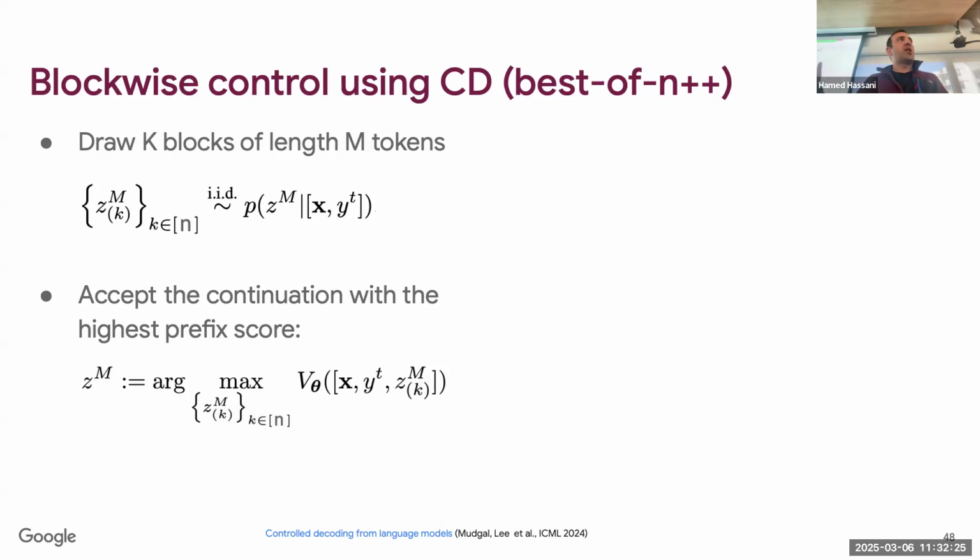And these continuations can now be a block of code. So we're going to take a block of n tokens, and we're going to do this n times. And now we're going to score them, but rather than scoring them with reward, we're going to score them with their value. It's like, which one of these continuations is more likely to give me something that's safe? And then I'm just going to pick that, drop the rest, and continue decoding.